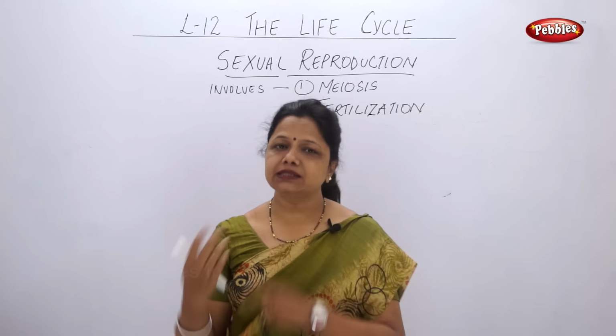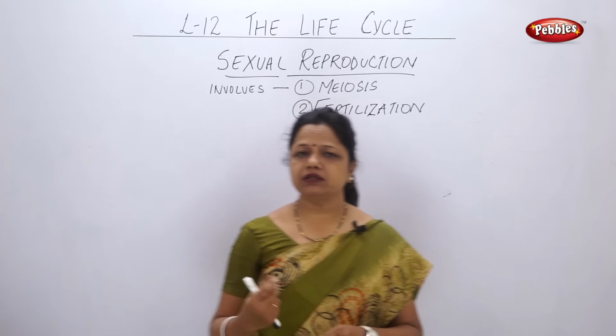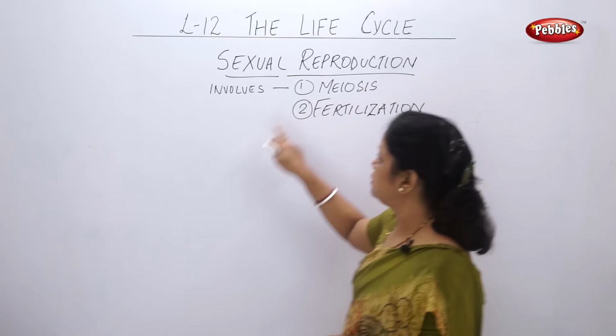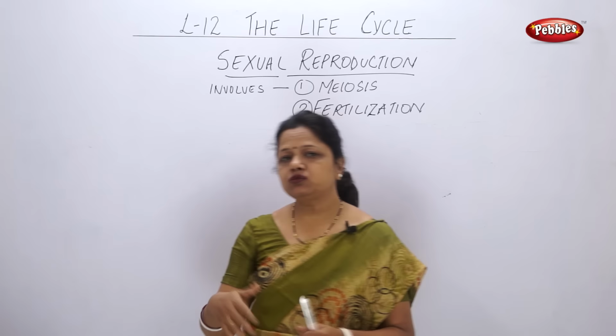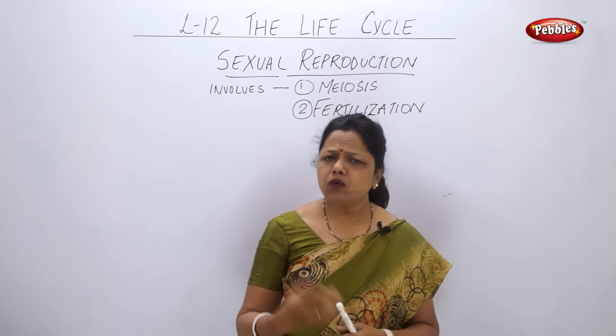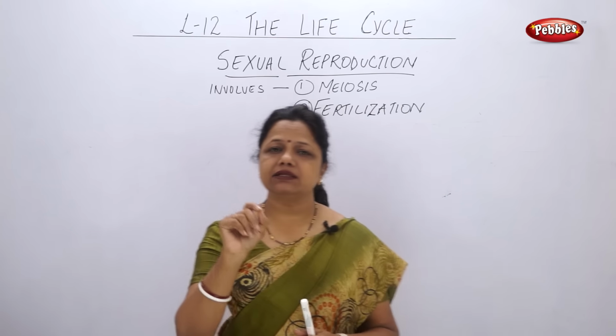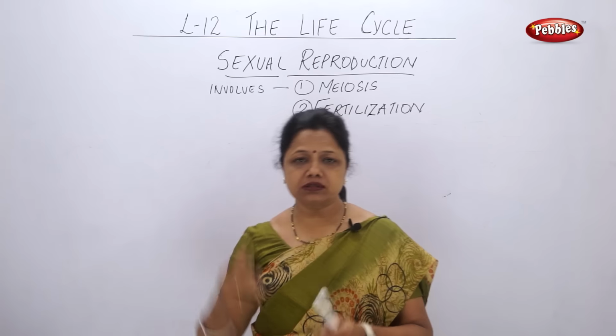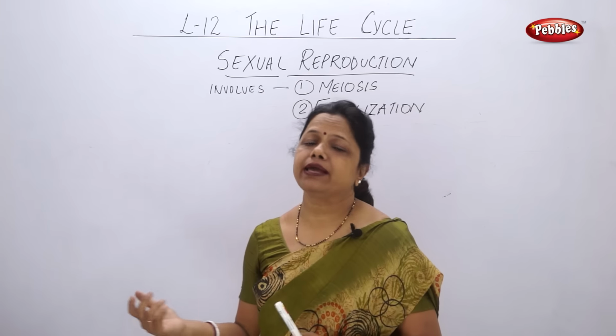That means one male cell and one female cell fuses to form one zygote, and that zygote develops into a new individual. Now this is called sexual reproduction. The sexual reproduction involves two major things. First, it involves meiosis, the process of cell division which leads to the production of gametes. What are gametes? Gametes are the cells which are actually taking part in the fusion or the reproduction. So meiosis is the process which leads to the production of gametes.